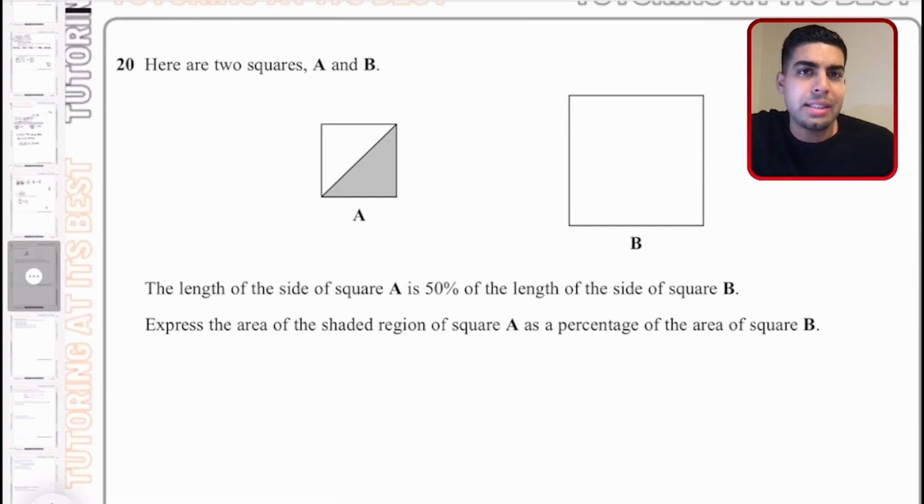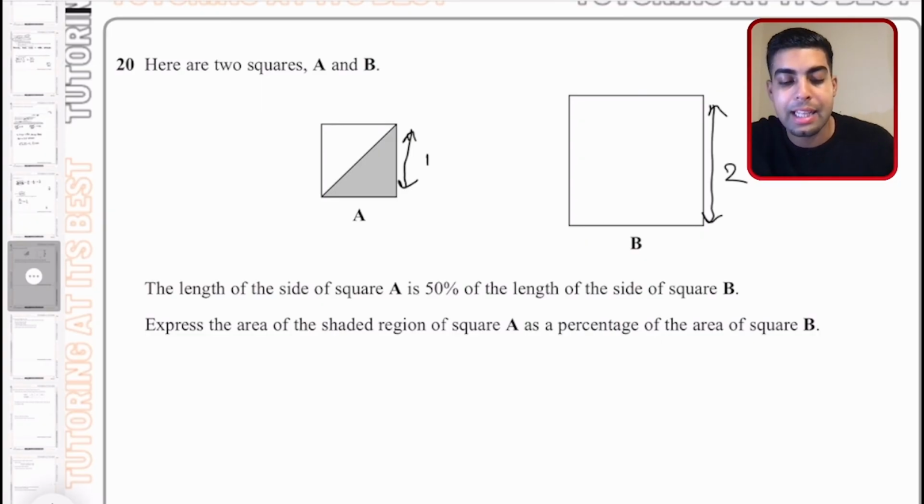So now question 20. Here are two squares, A and B. And the length of the side of square A is 50% the length of the side of square B. So that means if A is 1, then B must be 2. And that's because 1 is 50% of B. So let's take a look at a visual representation of this.